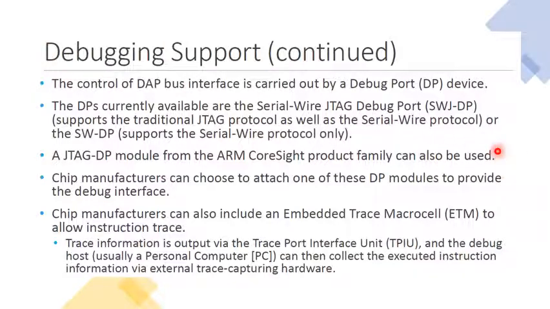Other than that, the other option is that the manufacturer itself can also include an embedded trace macrocell, in short called ETM, to allow instruction trace. Like we discussed earlier with single step instruction, same thing here also. Tracing information is done through the trace port interface unit: how that instruction is getting executed step by step, which registers are involved. It is called tracing.